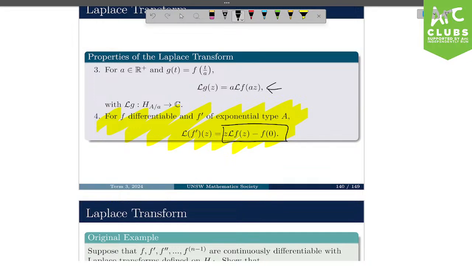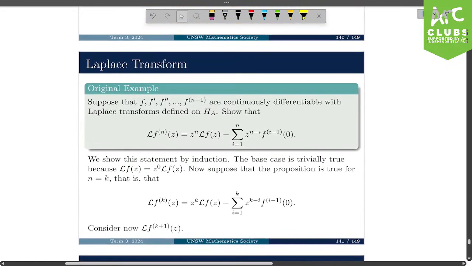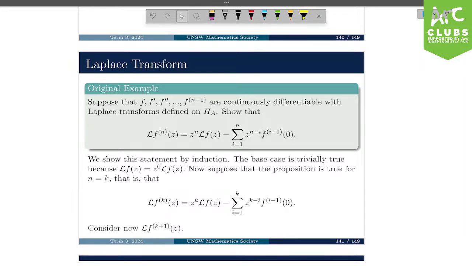A multiple of your original function minus its initial conditions. Now I mentioned differential equations, and you'll see that in just a jiffy. So here's a little example. We're going to show that the Laplace transform of the nth derivative of a function is equal to z to the n of the Laplace transform plus minus the initial conditions, okay?